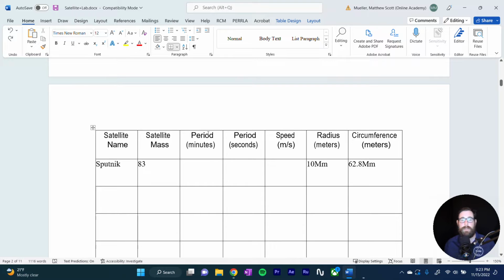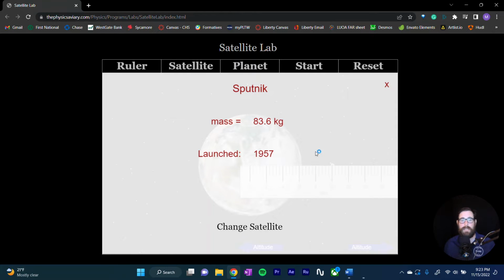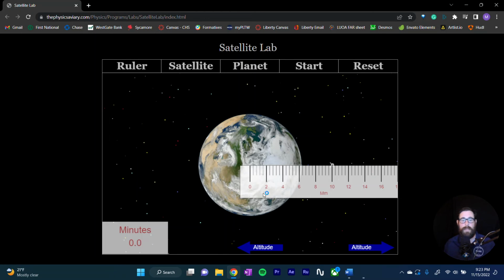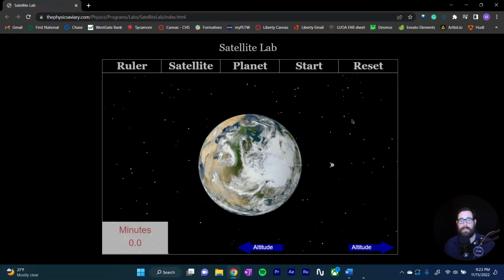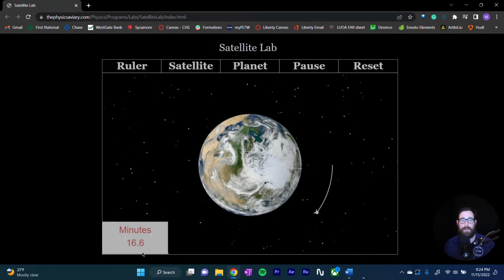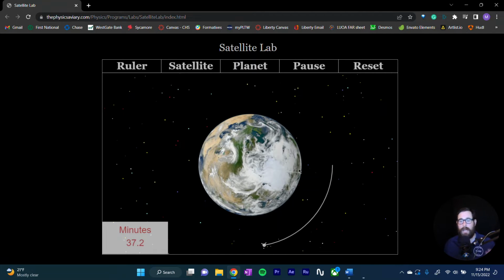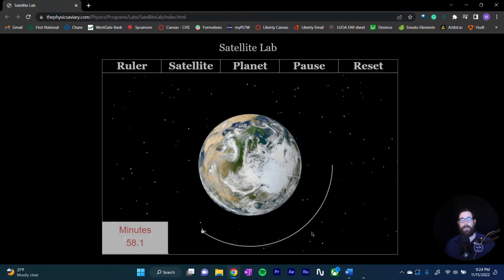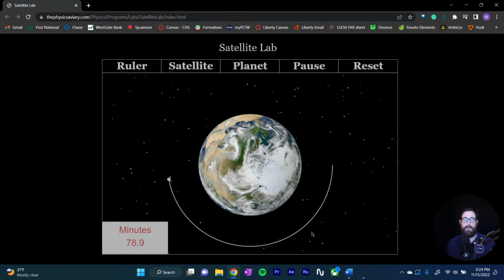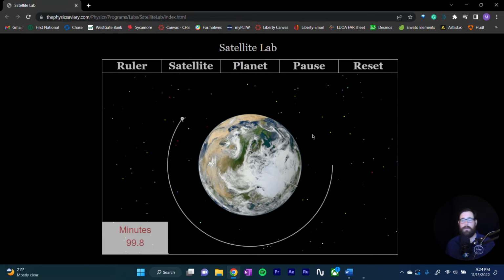The main one we're going to measure is the period in minutes. So if I go back to my simulation, I close my window here. I'm going to go ahead and hide my ruler because I know it's at 10. And I click start. Notice the minutes are ticking in the lower left-hand corner. I'm going to let that run until it gets all the way around. I don't want to have any error there, so I just want to let that go and wait for my time here.